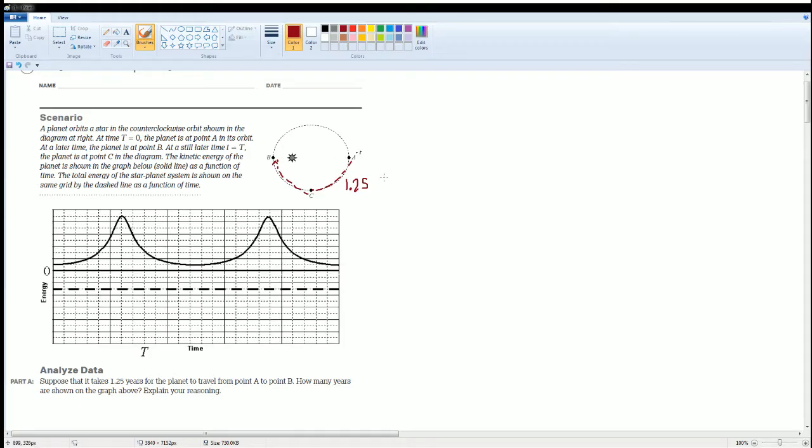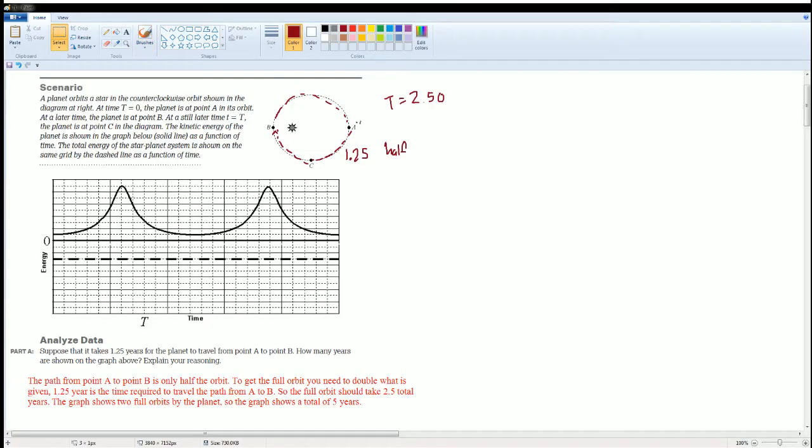So this is half. A full T, right? A full period would be 2.50. How would that look in the graph? I said that the path from point A to point B is only half the orbit. To get the full orbit, you have to double it. That gives me 2.5 for the total orbit.